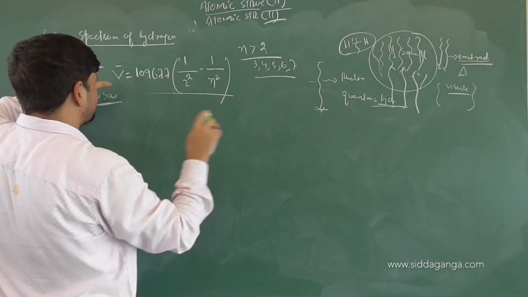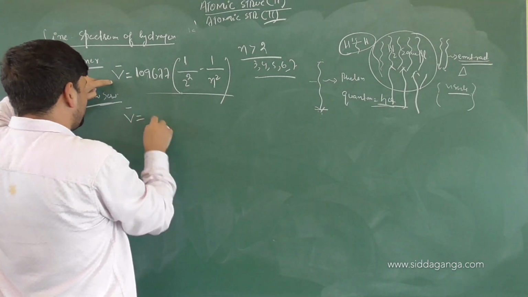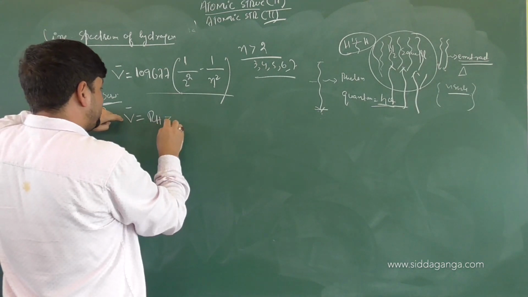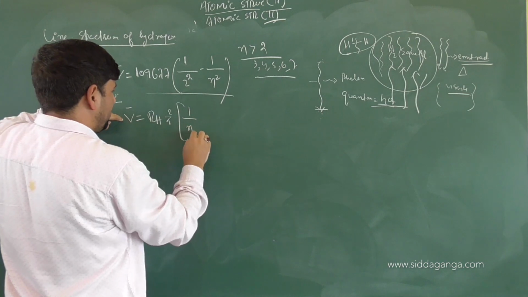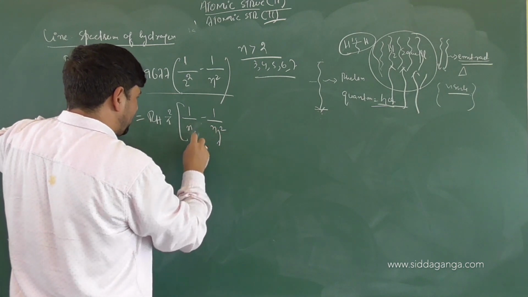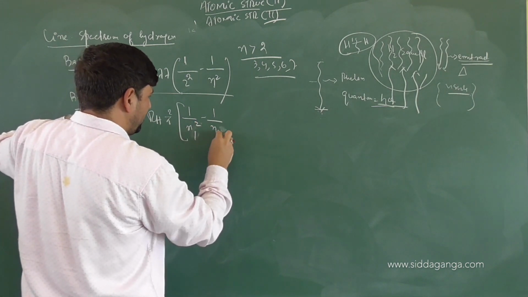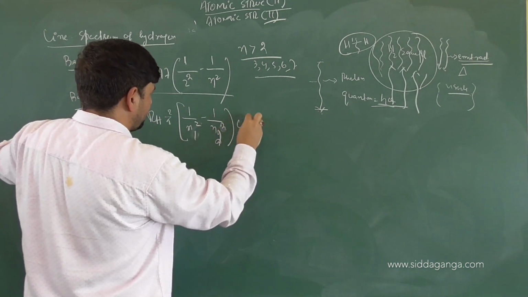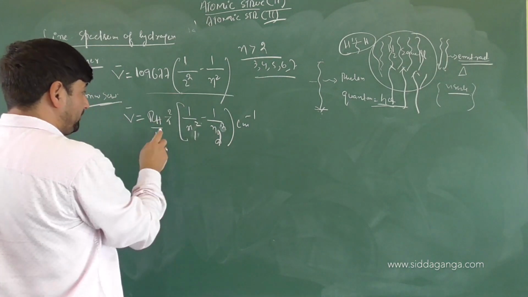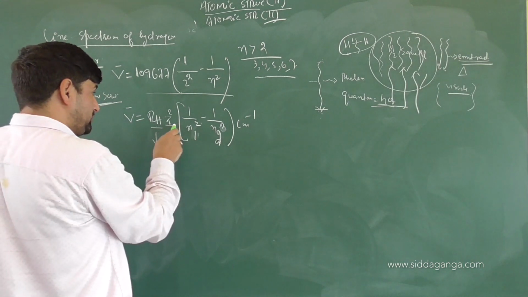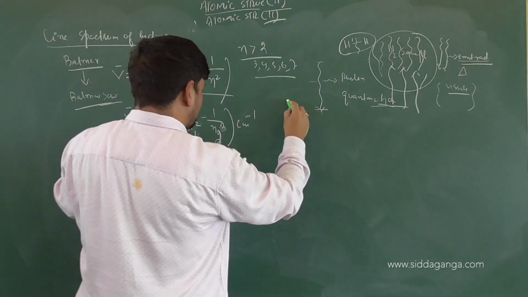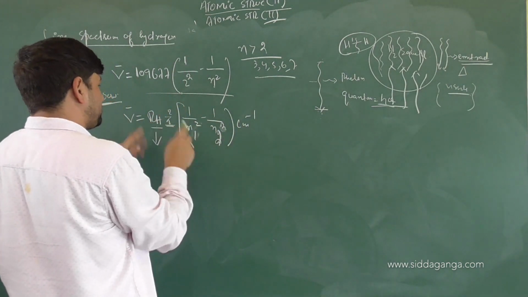which can be generally calculated, whose radiations or wave number can be generally calculated by the formula: v bar equals RH Z square into 1 by n initial square minus 1 by n final square. So we can write this as n1 square minus n2 square, in centimeter inverse. And this RH is a mathematical value which after experimentation comes equal to what? For RH, Z we are usually not mentioning in the equation because we are applying this to the hydrogen atom. If you want to apply it to any other atom except hydrogen, Z has to be taken into account.